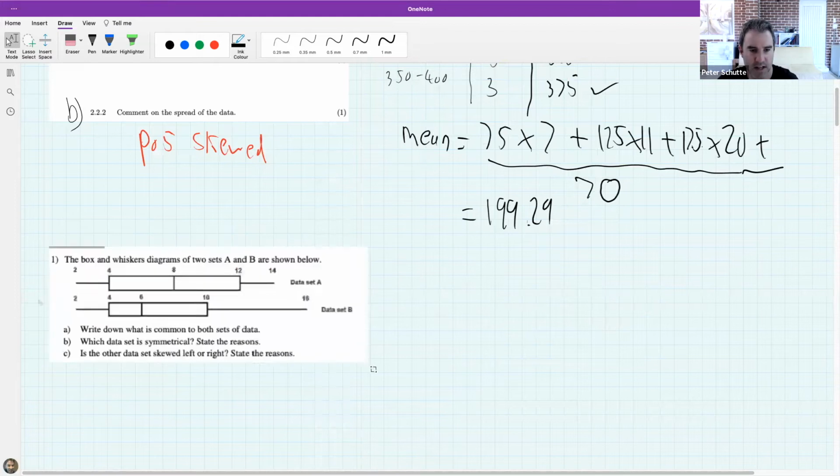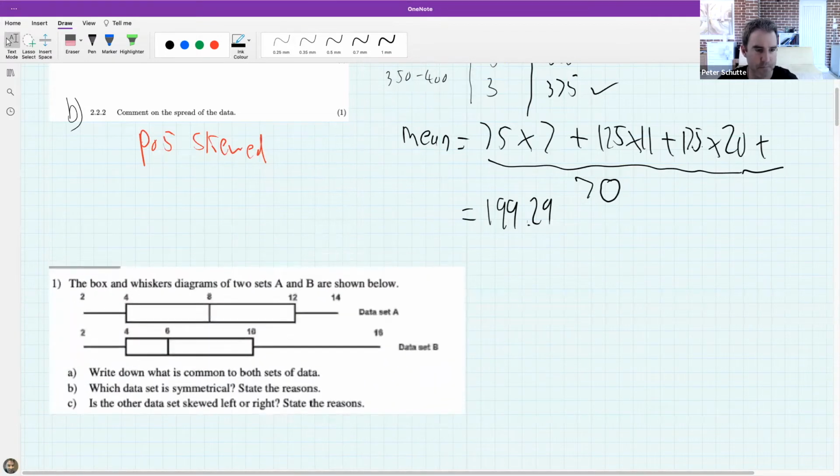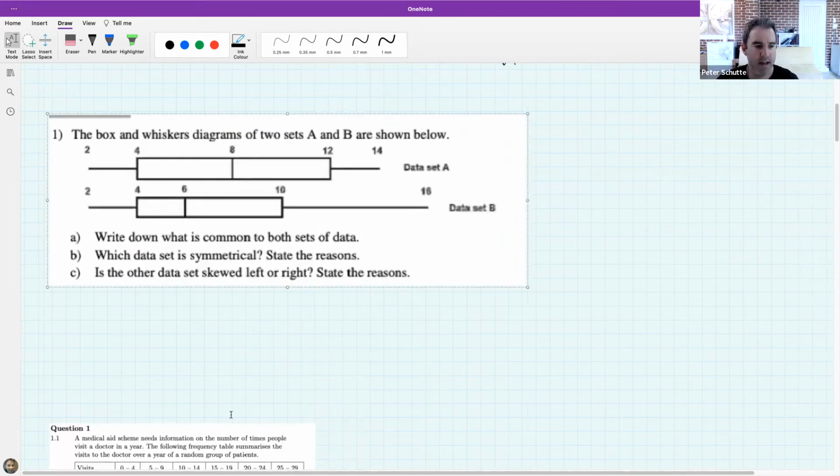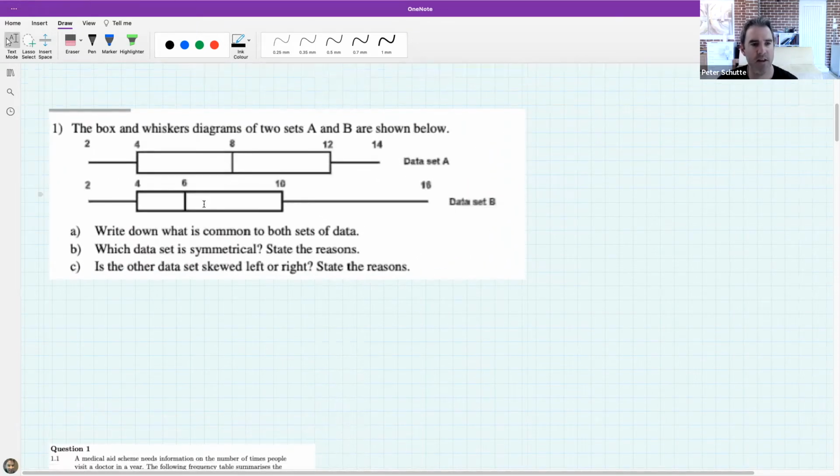Okay, so here is another old exam question. Let's just move the other one out of the way. It says, the box and whisker diagrams of two data sets A and B are shown below. Write down what is common to both data sets. And then it says which data, well, let's start with A. I want everyone to do A for me. Let's do A.